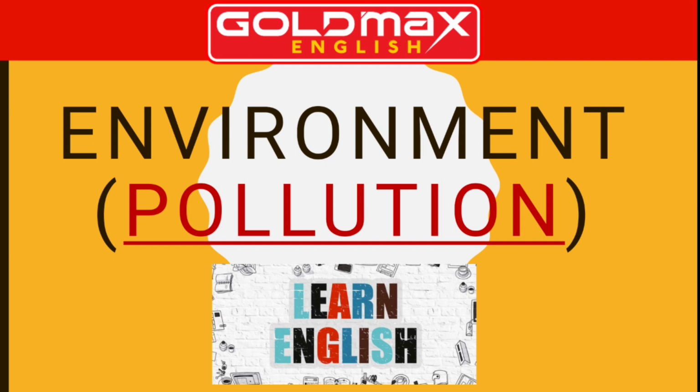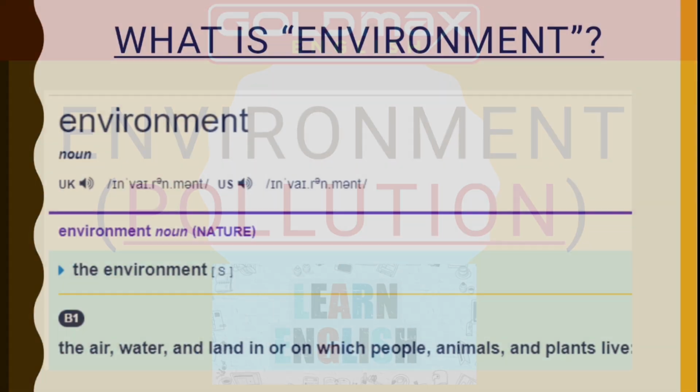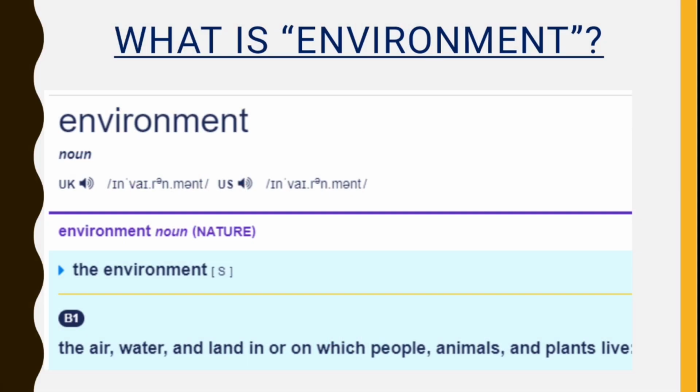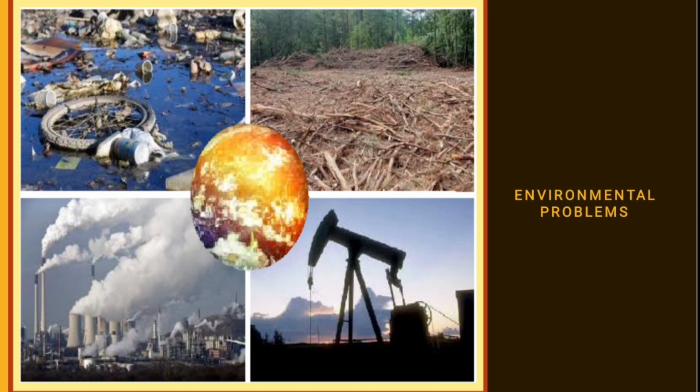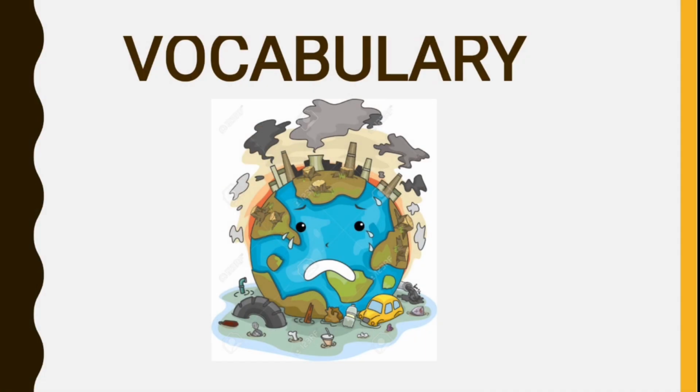Environment. Pollution. What is an environment? Environment: the air, water, and land in or on which people, animals, and plants live. Environmental problems. Vocabulary.